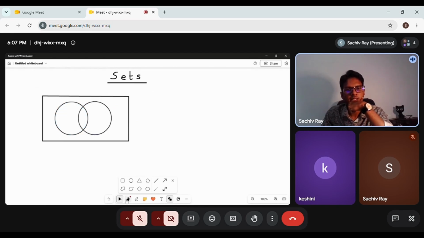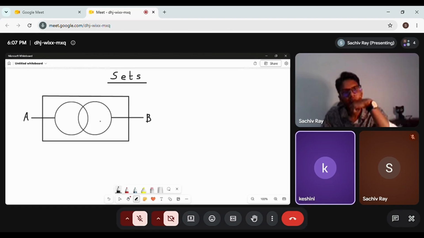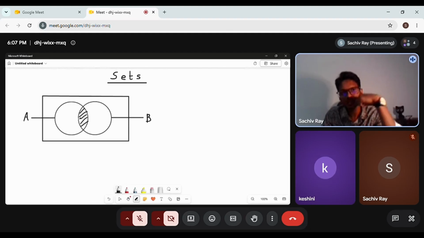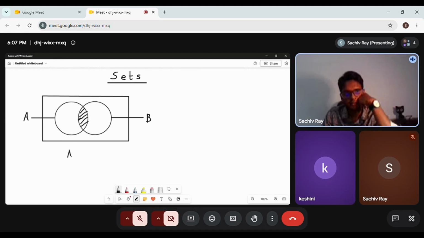Right? Something like that. And let's name this A and B, make it easy. This will be set A, this will be set B. If I color this, what is the shaded part? How can you write it with symbols? A intersection B. A intersection B, right? Okay.